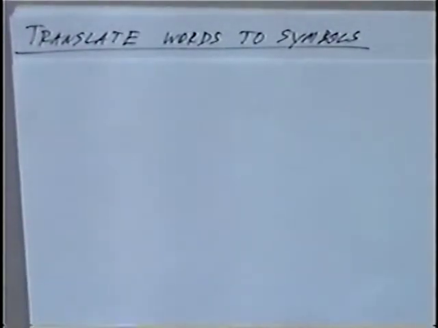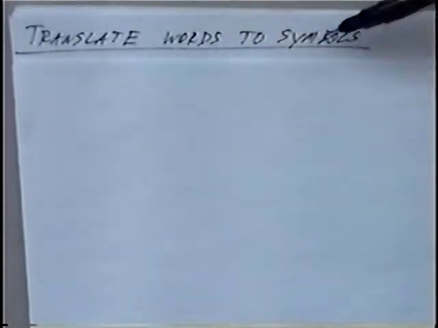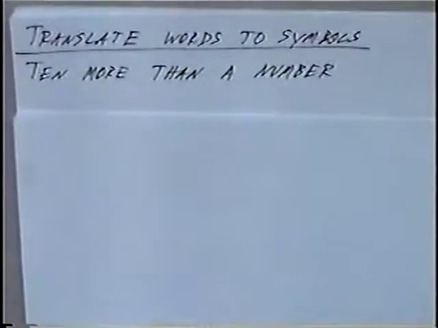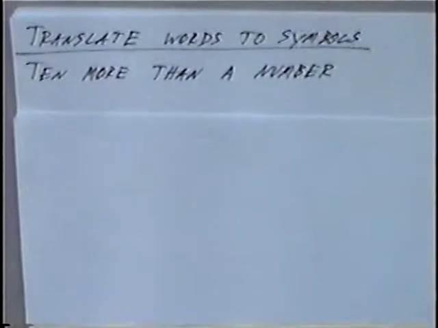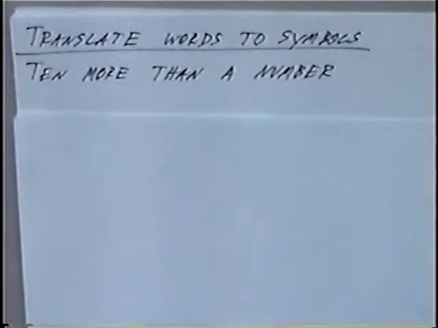Title of the first section today is Translate Words to Symbols. In this section, we'll take vocabulary words and we'll change them into mathematical symbols and also mathematical operations. First question for this section is 10 more than a number. Again, we'll take this sentence and change it into mathematical symbols and mathematical operations.